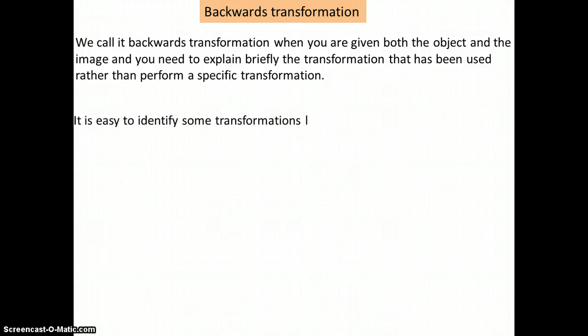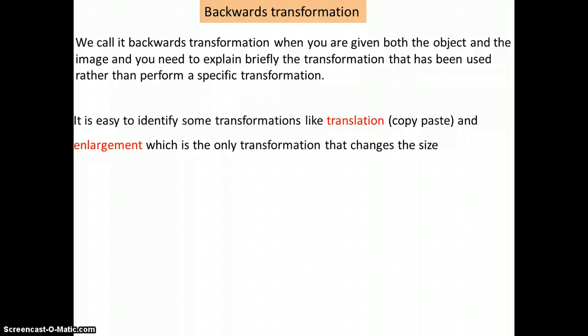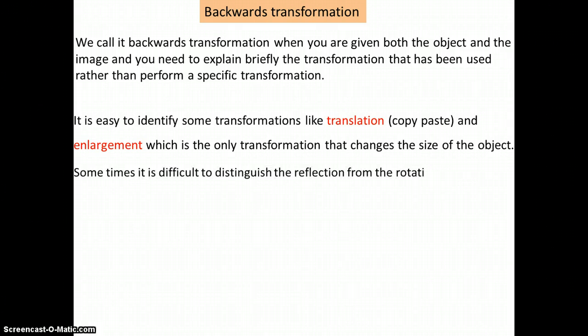It is easy to identify some transformations, like translation, which is a copy-paste, and enlargement, which is the only transformation that changes the size of the object. It's more difficult to distinguish reflection from rotation. So let's start first with backwards reflection.